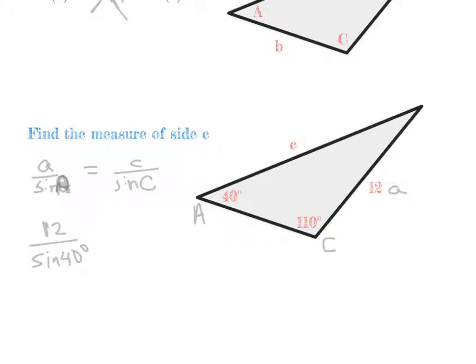And that equals little c. Well, we don't know little c. We want to know it, but it's our unknown over here. So we'll do little c over sine of big C. Big C is the angle C, that's 110. And now this is what we have.